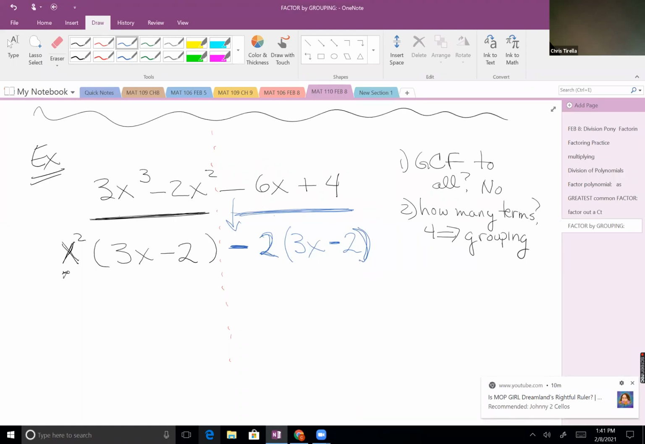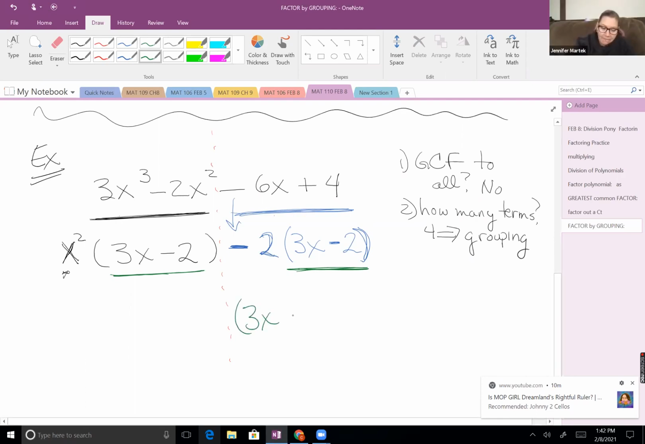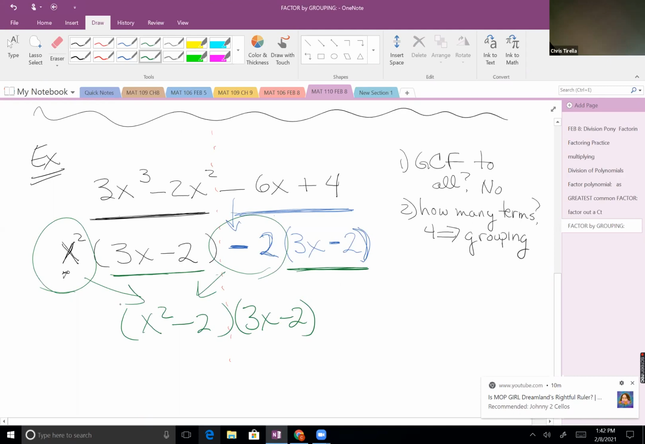Now, I look back at my handiwork and I keep my fingers and toes crossed, because if life is good, the binomials match. Do they? Yep. So one factor is 3x minus 2, and the other factor would be x squared minus 2. And you see that if I use the repeated distribution, it would take me back to where I started from.